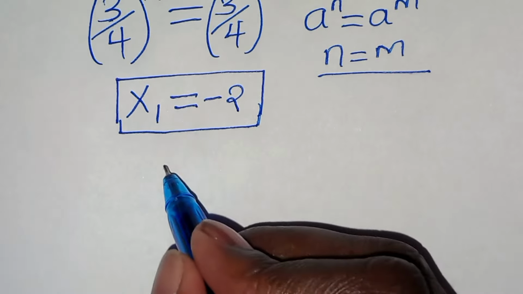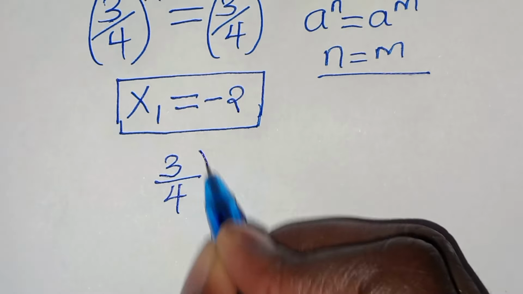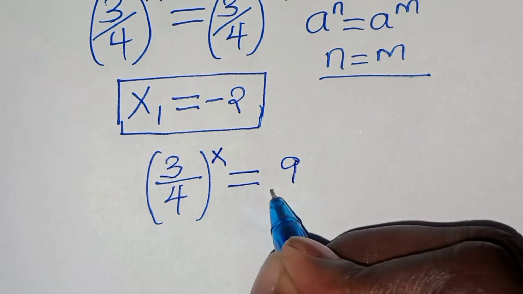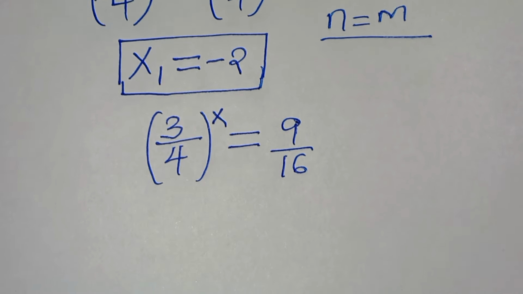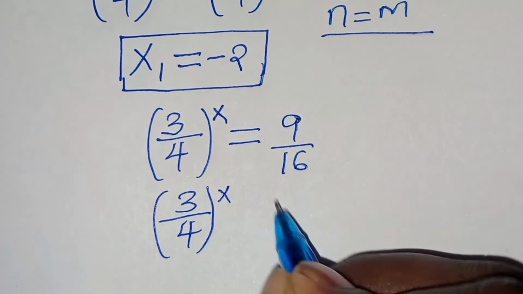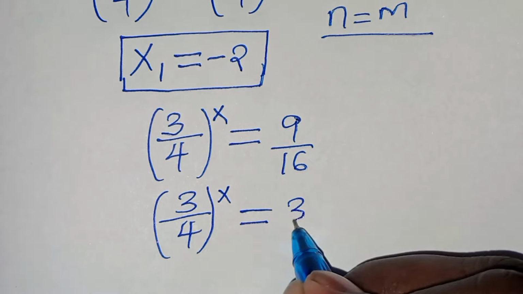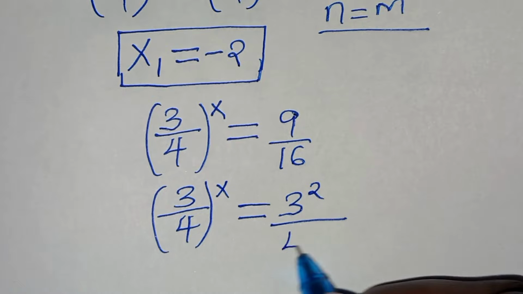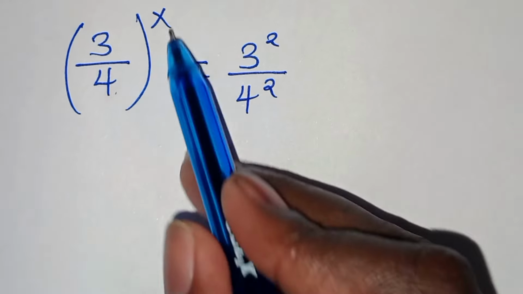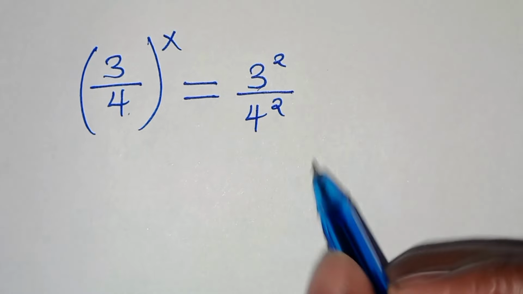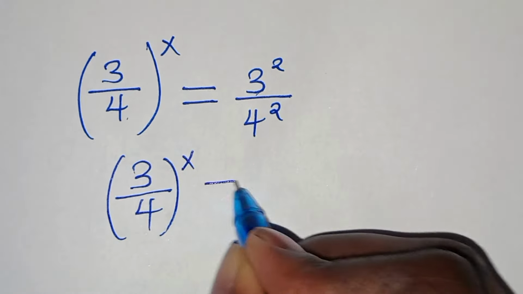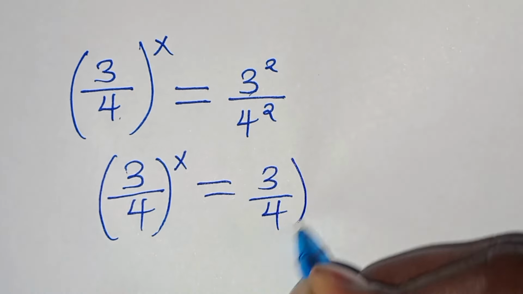So we have 3 over 4 raised to the power of x. This is equal to 9 over 16. So this is 3 over 4 raised to the power of x, equal to 9, which is 3 to the power of 2, divided by 16, which is 4 to the power of 2. Now we have 3 over 4 to the power of x equal to 3 squared over 4 squared. We can express this as 3 over 4 raised to the power of x equal to 3 over 4 raised to the power of 2.